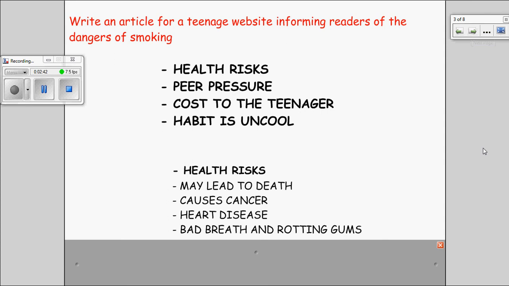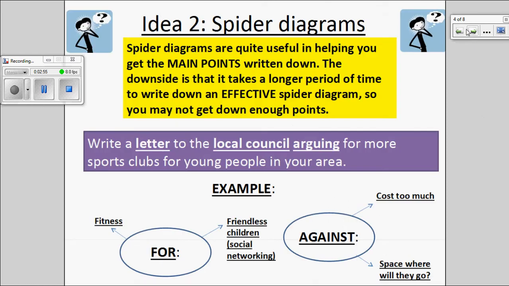Also, health risks is probably the most important thing to cover. So straight away, that is the first paragraph I lead with. Peer pressure second, cost to the teenager third, and the habit is uncool fourth. So I'm leading with my most powerful or most important information at the start.